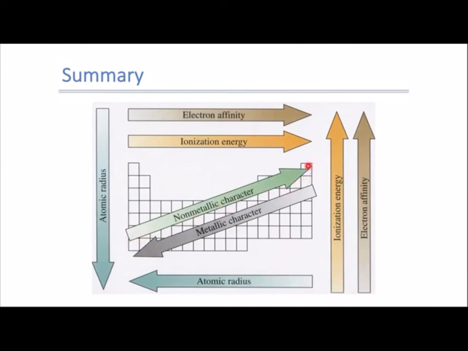In our top corner here, we have our nonmetals. So they have a lot of nonmetal characteristics. They usually are smaller atoms. They usually have higher ionization energies. And they also have higher electron affinities. So they want to gain an electron.